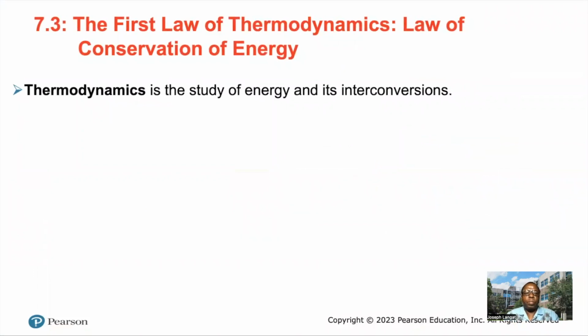Moving on, section 7.3, the first law of thermodynamics. It's just the law of energy conservation, which says that energy cannot be created or destroyed, but it can be converted from one form to the other form, which I said before. It falls under the chapter on thermodynamics, which is the study of energy and its interconversion. If we cannot create energy, if we cannot destroy energy, we can just transform it from one form to the other form.